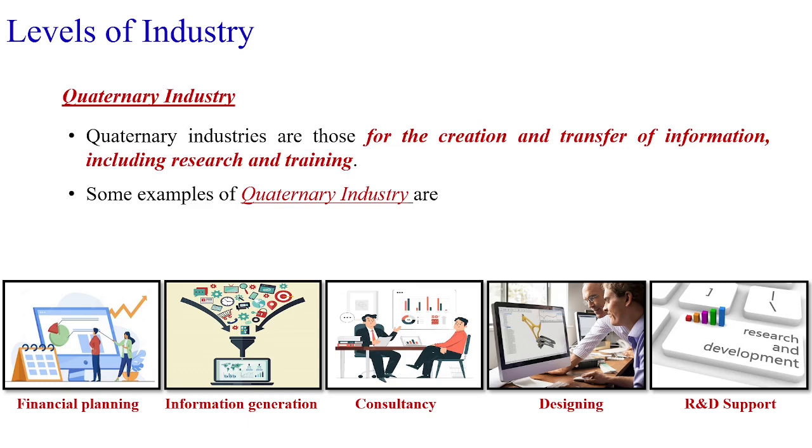Secondly, information generation. Product manufacturing companies need some information from the market. They need to understand the requirements, needs and demand of customers. Such information is gathered by an industry, and that information is provided to the secondary industry to produce a product. Such an industry is known as the information generation industry, and it is considered a quaternary industry.